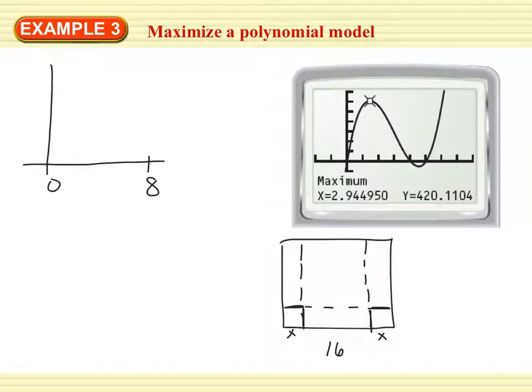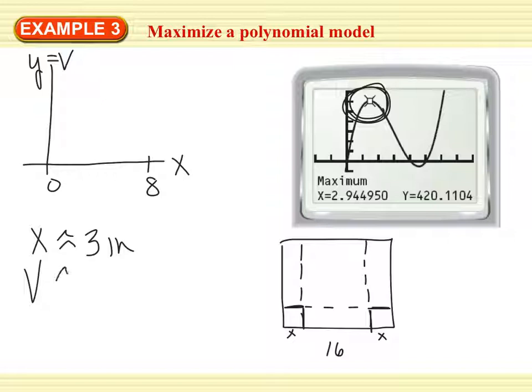That's the x value. So from the graph, right there is the maximum. X equals 2.9. So that's your flap value. And y, which is your volume, is 420 inches cubed. Okay, so we're going to make the cuts about 3 inches, and we would get a volume of about 420 inches cubed.